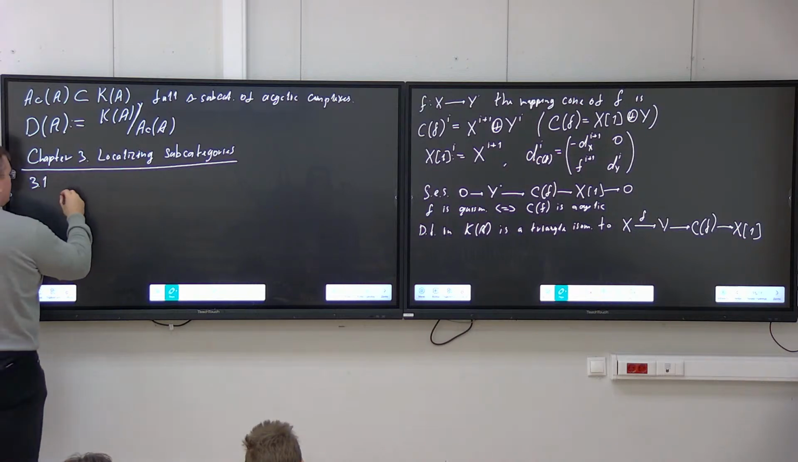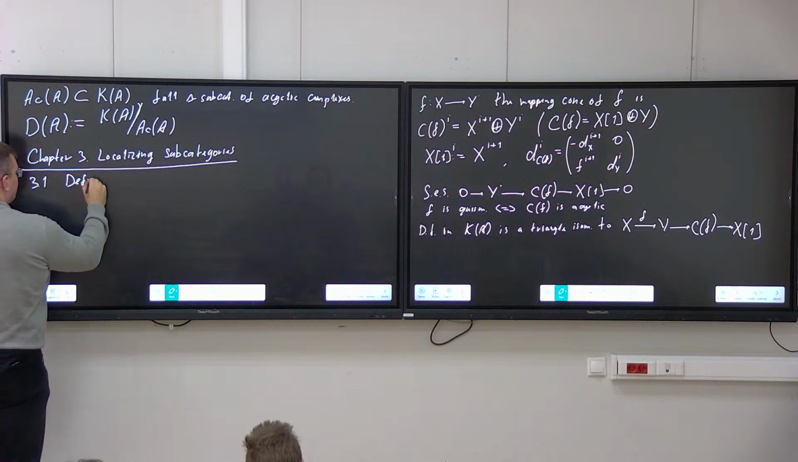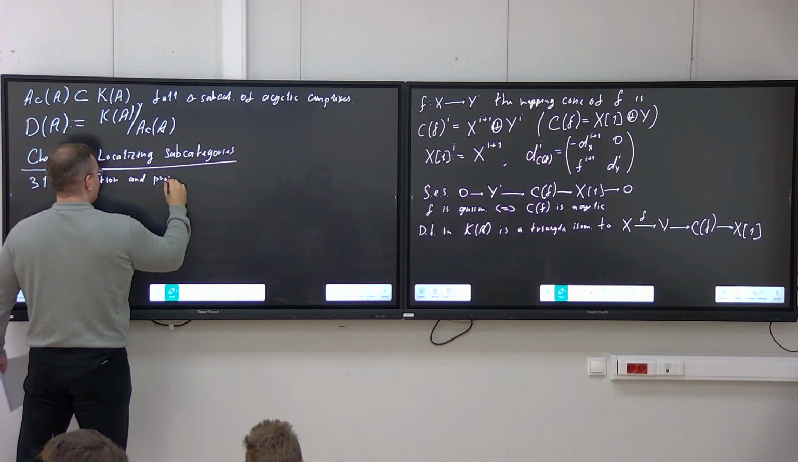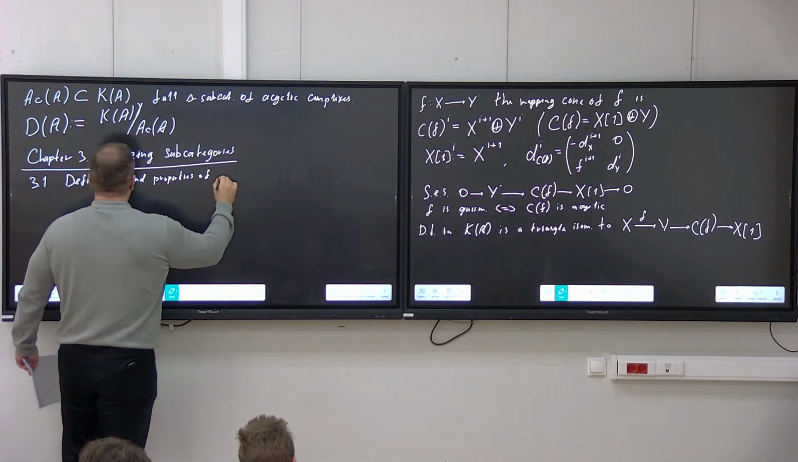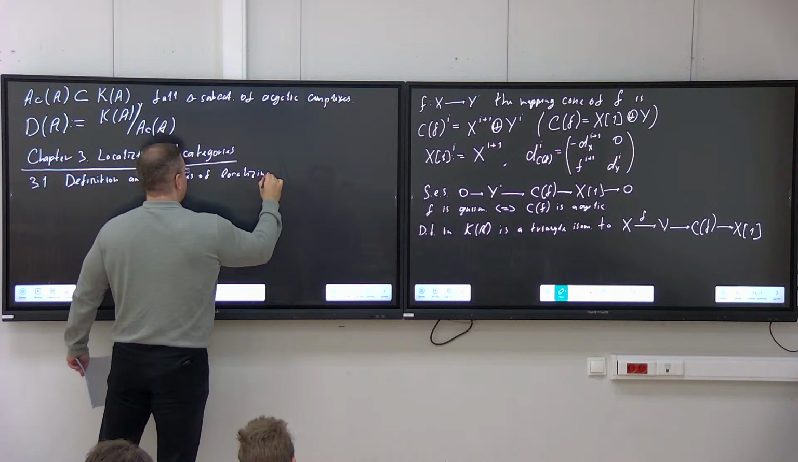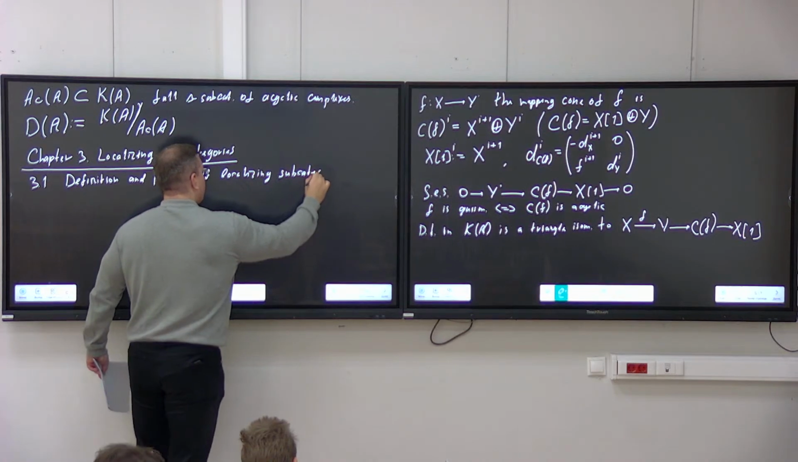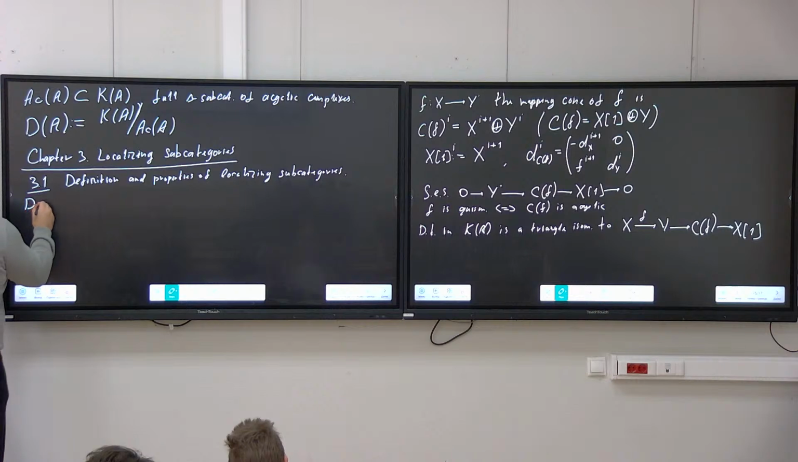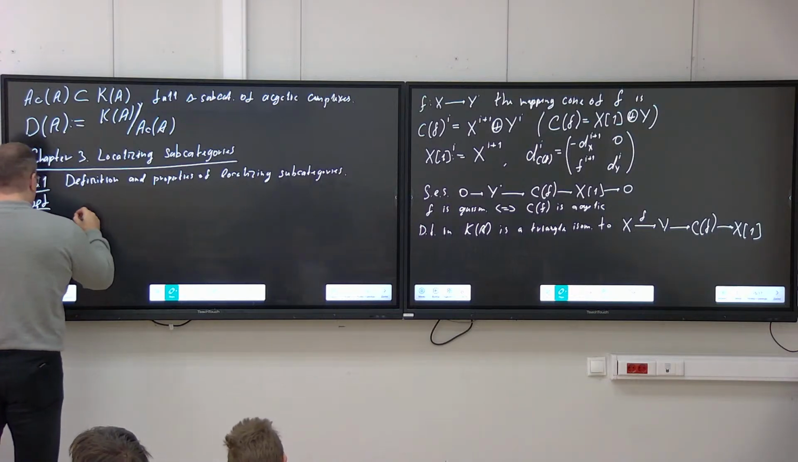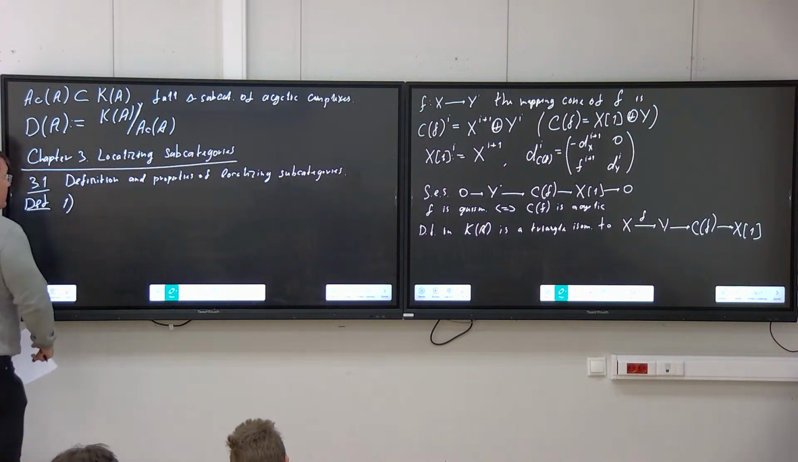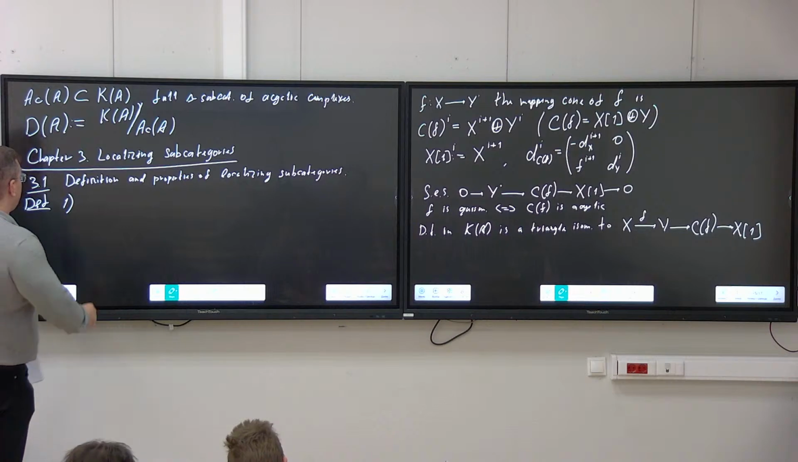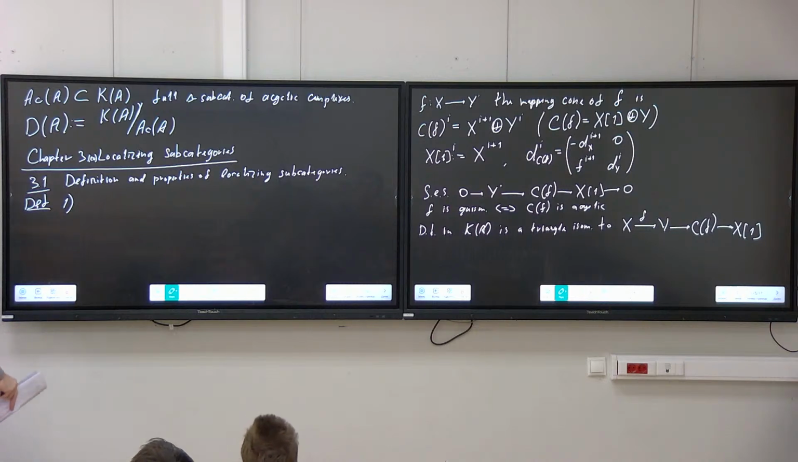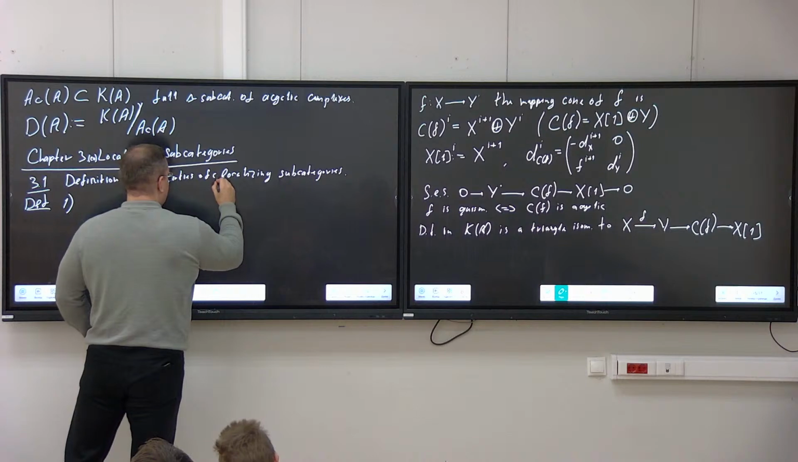So the first section will be about the definition and properties of localizing subcategories. Let me start with the definition, of course. Maybe I even need to also mention in the name of the chapter: there is a localizing subcategory, there is a co-localizing subcategory, and these are kind of dual theories to each other.